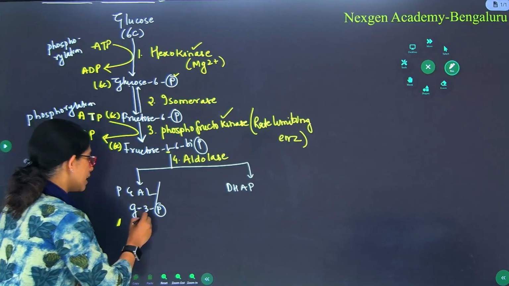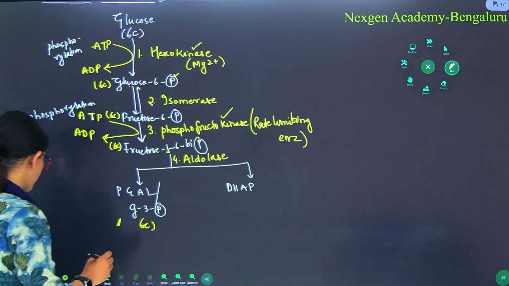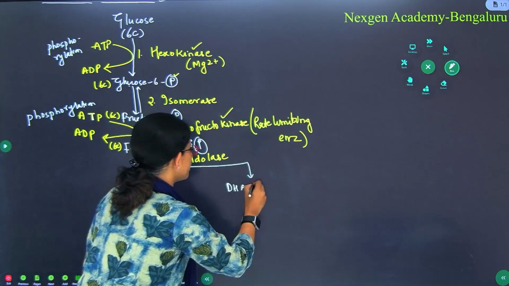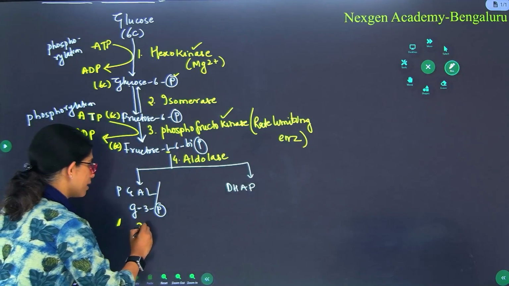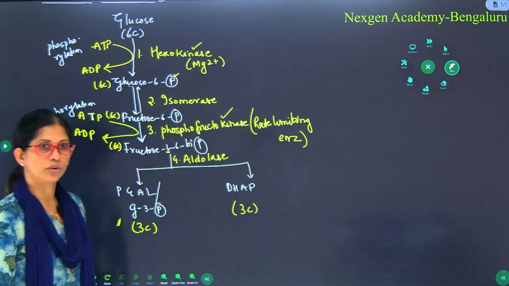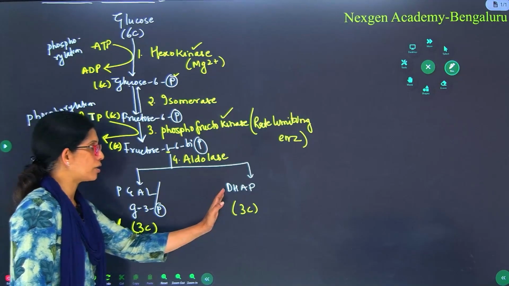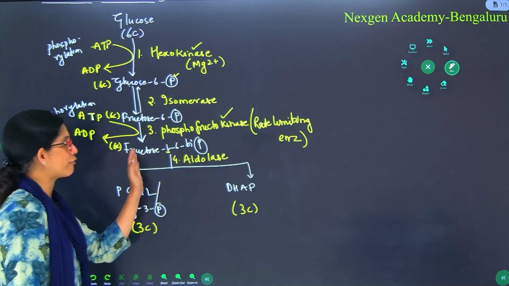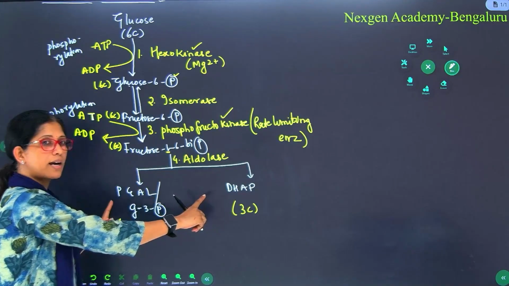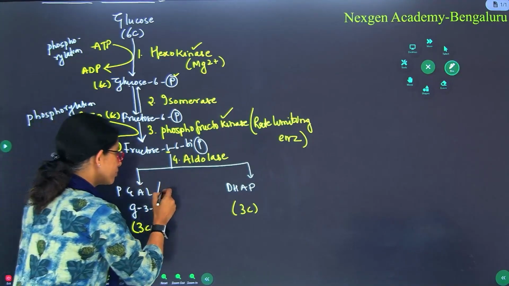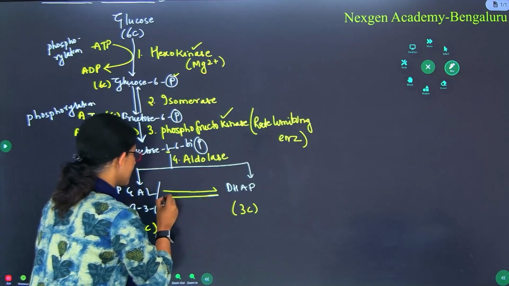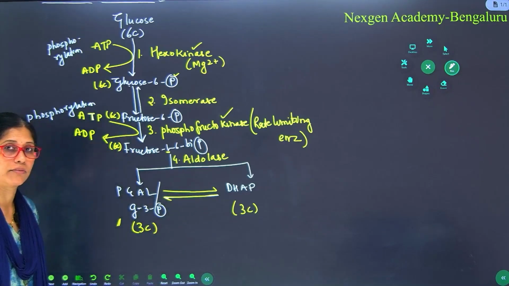So what is happening here? 6-carbon fructose is being split into 2 molecules, right? What are the 2 molecules here? One 3-carbon phosphoglyceraldehyde, another 3-carbon dihydroxyacetone phosphate, right? So these 2 molecules are produced as a result of splitting of fructose 1,6 biphosphate. So the 6-carbon is split into two 3-carbon molecules. Remember, these two are isomers of each other, right? That means they can get interconverted.